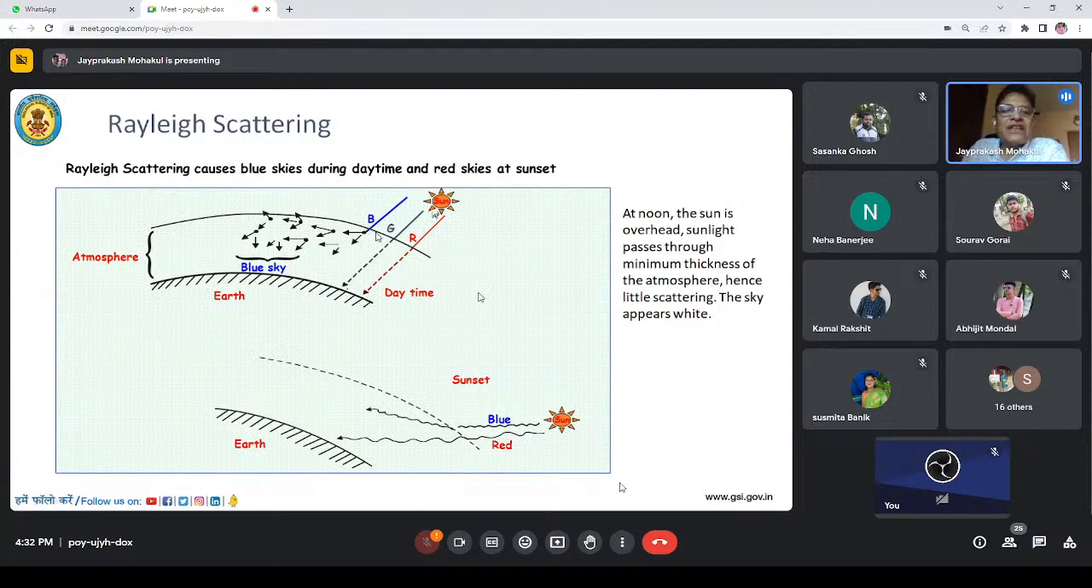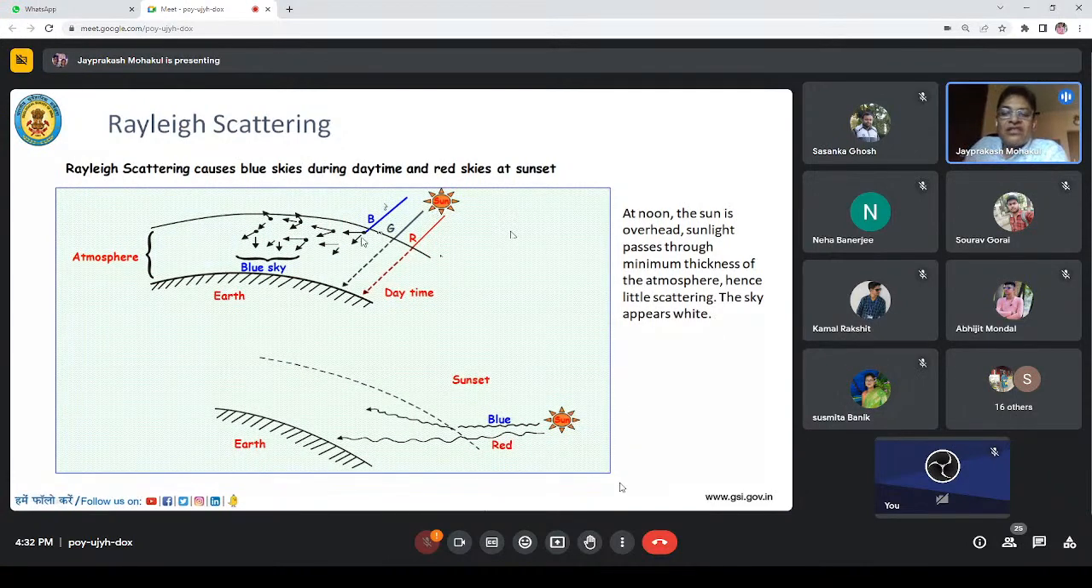So what is happening here is the blue light is getting scattered much more than the green and red light. So anybody standing here will see the sky as blue.